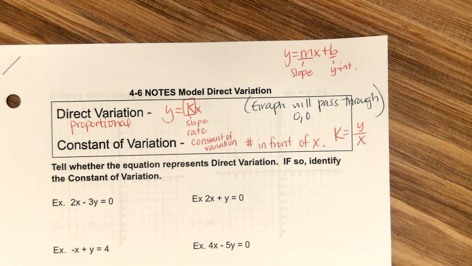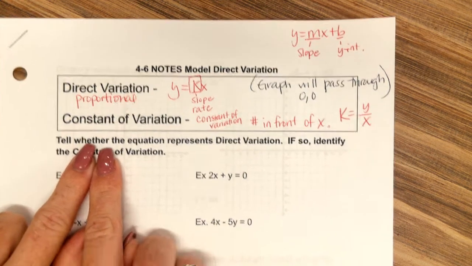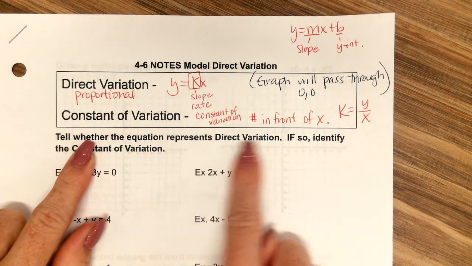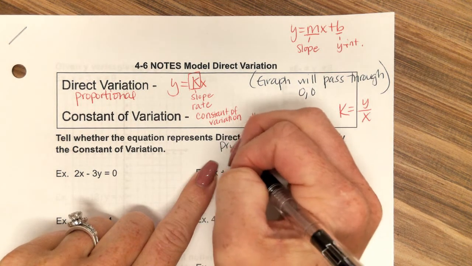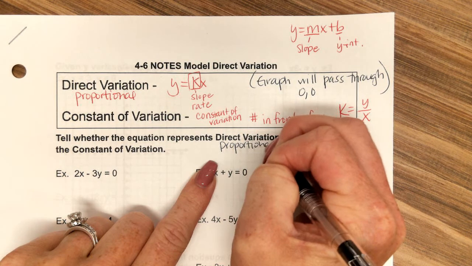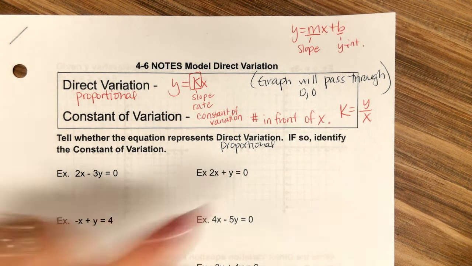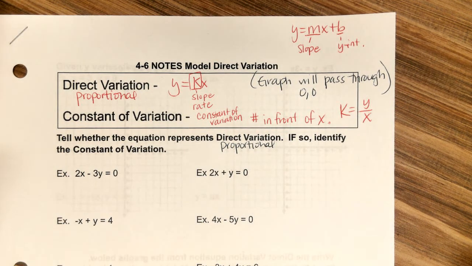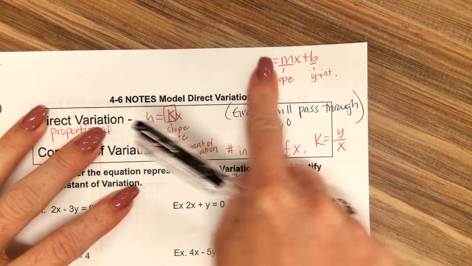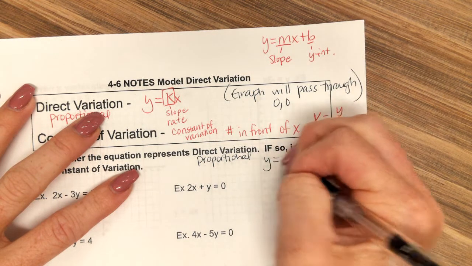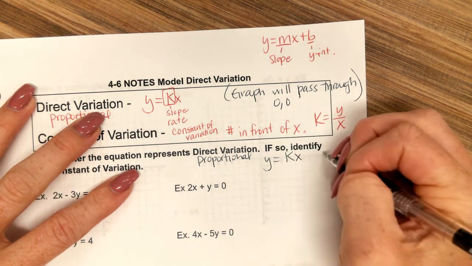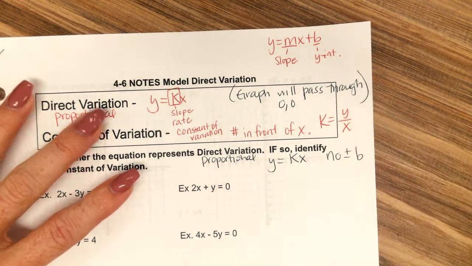Just real quick, if I ask you to tell whether an equation represents direct variation, what am I really asking? What is direct variation? I'm asking, is it proportional? And to be proportional, what will an equation look like? What will it be missing? It'll be missing the b. So it will be y equals kx with no plus or minus b.